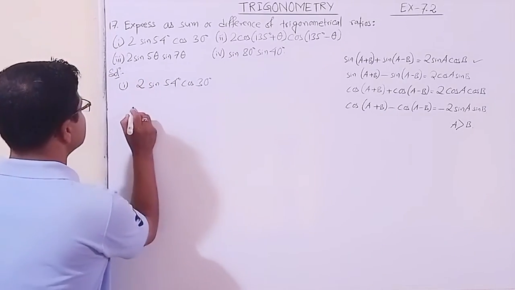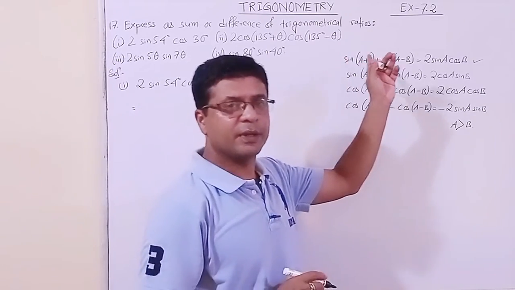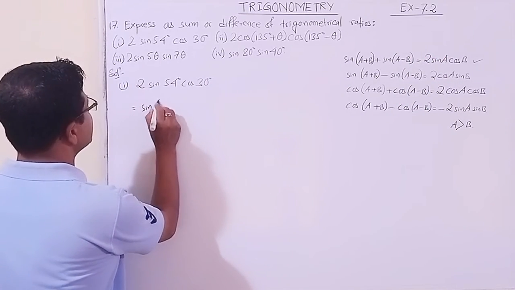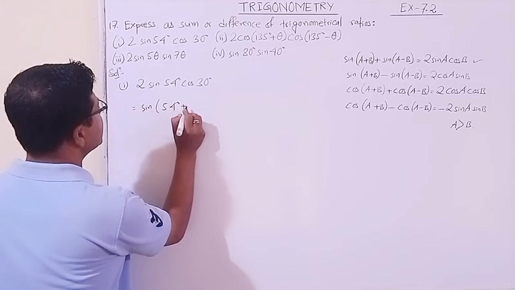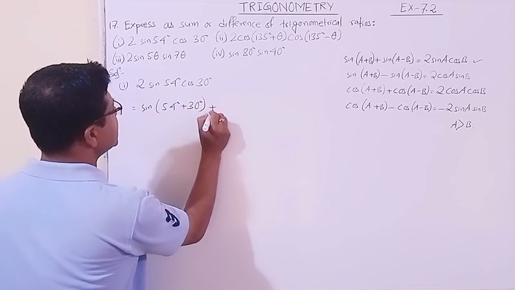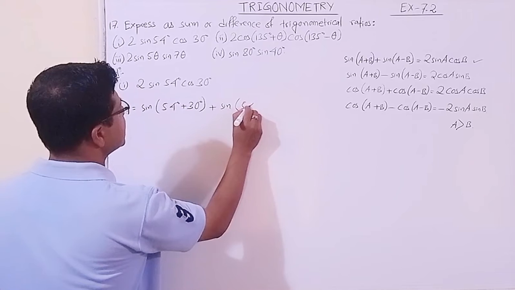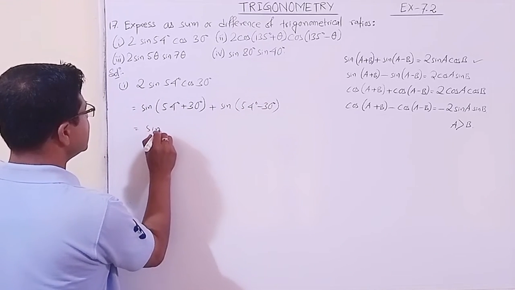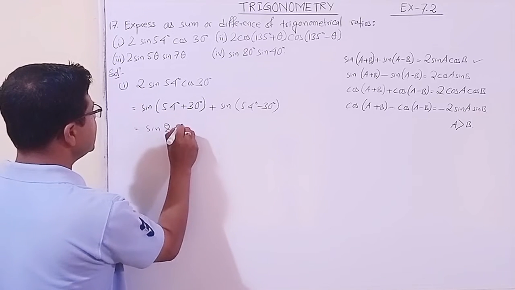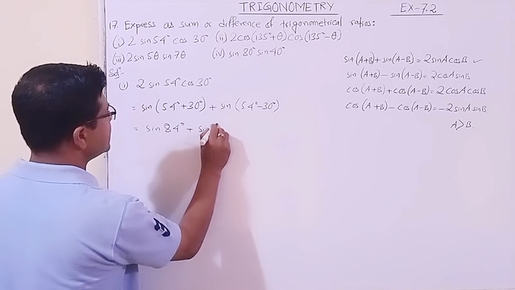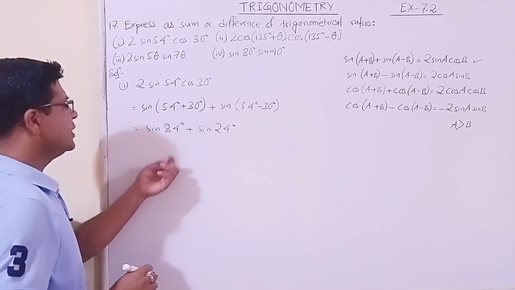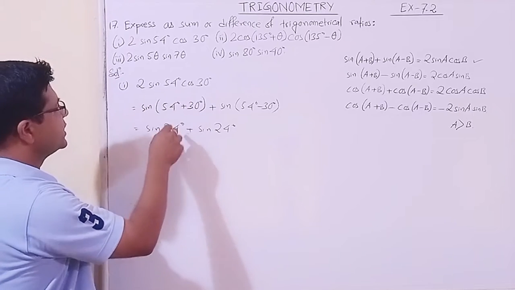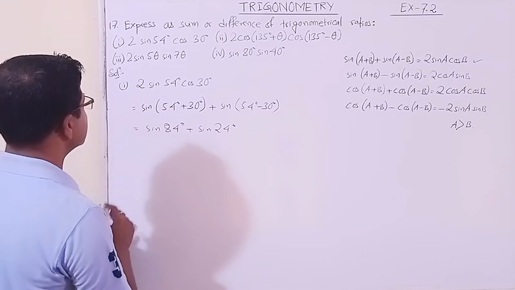So it is actually sine of a plus b plus sine of a minus b. Sine of a plus b, 54 degree plus 30 degree, and a minus b. Let us simplify. This is sine 84 degree plus sine 24 degree. Only this simple thing we have to do. So we have expressed this as the sum of trigonometric ratios. Now let us do the second one.